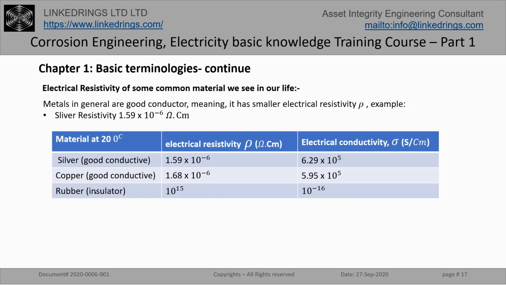The rubber is an insulator. That's why it has a very high electrical resistivity, 10 power 15, and a small conductivity of 10 power minus 16. By the way, rubber comes in different types, and it depends on the density, if it is high density, low density, medium density, and some other factors. So this is an example of the rubber types.